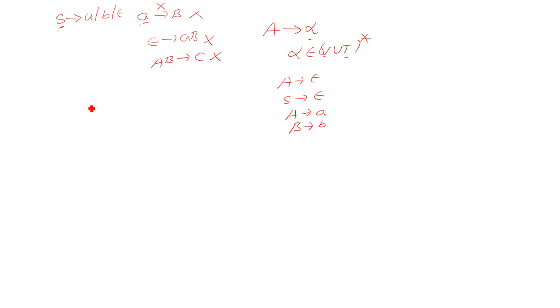Now, say for example, I have a production S produces ASA. What does it mean? This single arrow indicates production. This indicates derivation, so I'm applying the production in the derivation. So S produces ASA. Wherever I have S, I can put ASA, and this A I will keep as it is. I can do this as many times as I want.